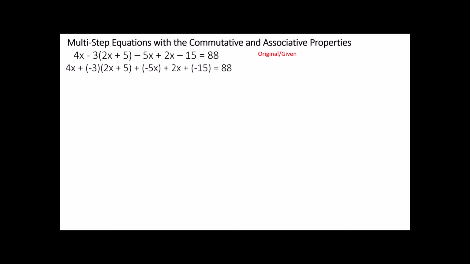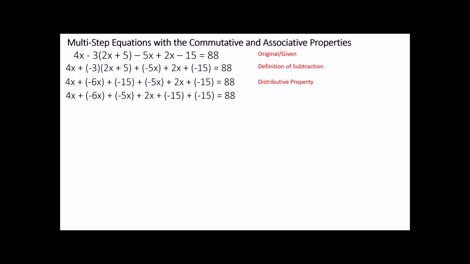This is the first change I would make. Go ahead and pause the video, see if you can figure out what property allows you to make that change. Hopefully by now you realize that all I've done is changed all these subtraction signs into adding the opposite, adding the opposite, adding the opposite, and hopefully you realize that that is the definition of subtraction. Try this one. In this step, I've taken the -3 and distributed it to both the 2x and to the 5. That is known as the distributive property.